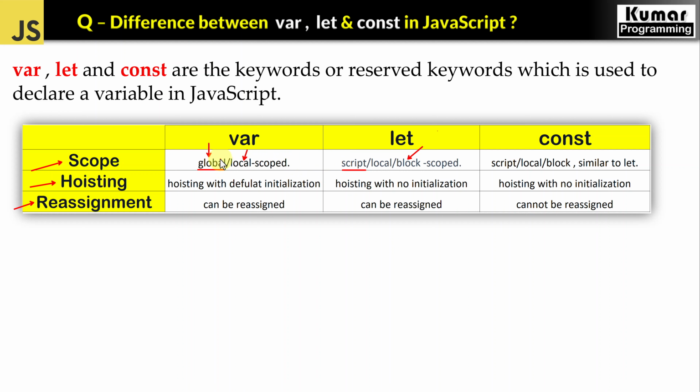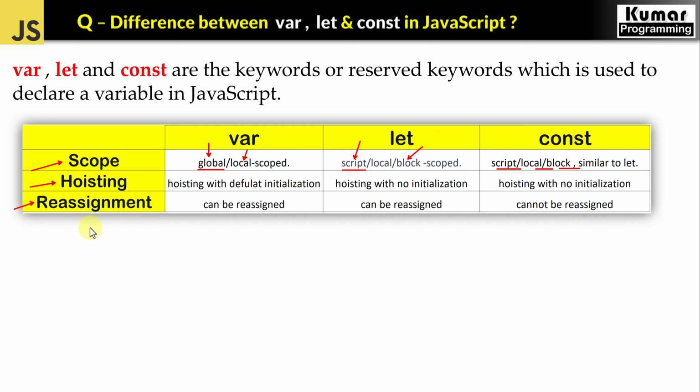For var type of variable, we have global. For the let and const type of variable, we have script scope. If it's not getting clear as of now, don't worry. I'm going to explain each and every scope during our practical demonstration. As of now, just remember that var type of variable has global and local scope, and let type of variable has script, local and block scope, and const type of variable has script, local and block scope. Okay, so let and const have script, local and block scope, and var has global and local scope.